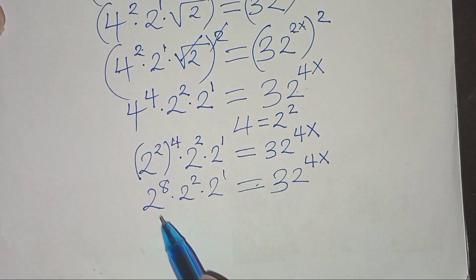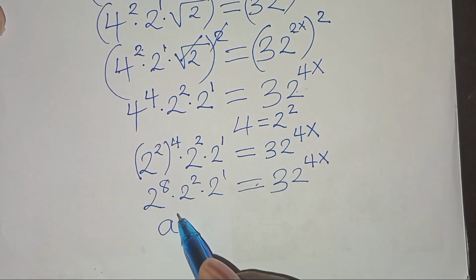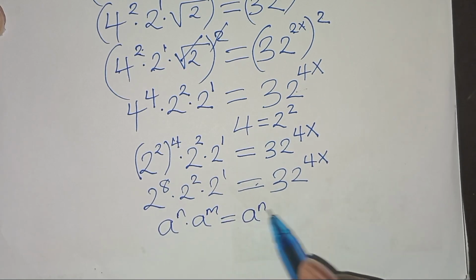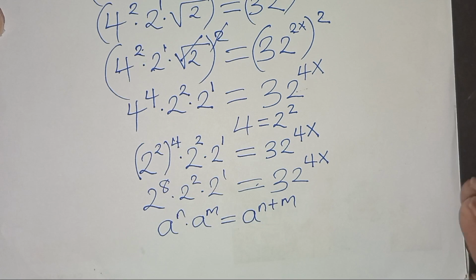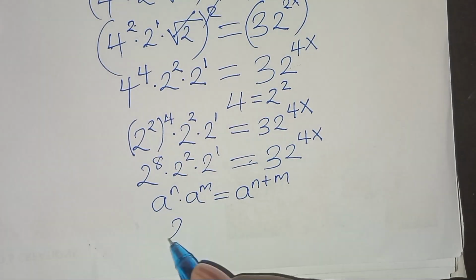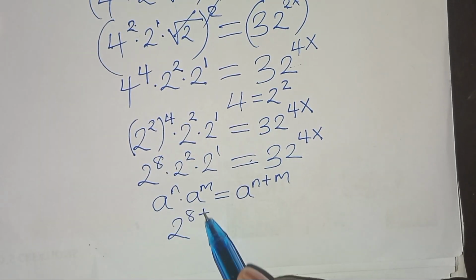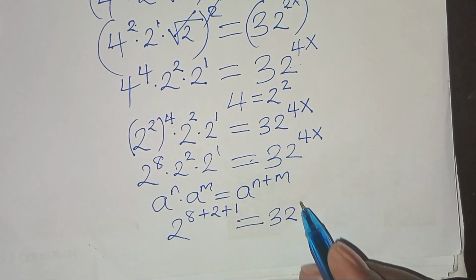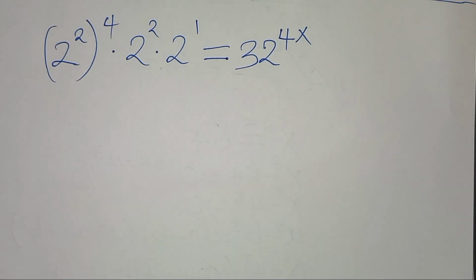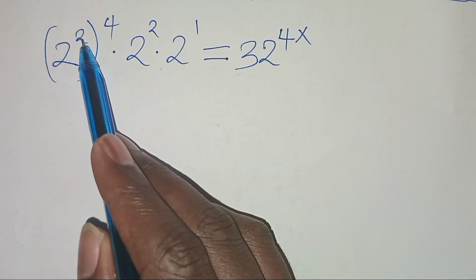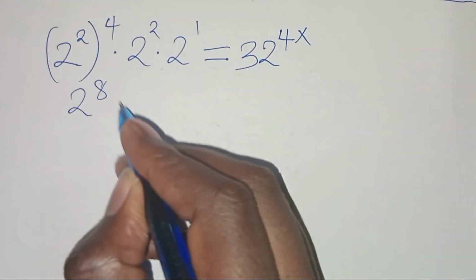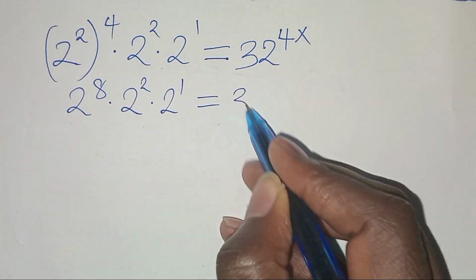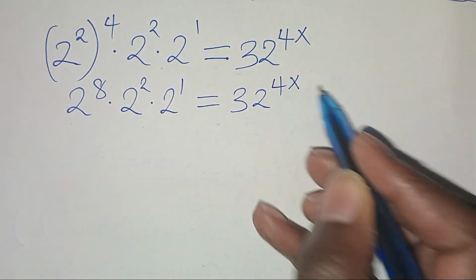So now from here, this is actually in the form of a to power n multiplying by a to power m, which we can express as a to power n plus m. So here we'll have 2 to power 8 plus 2 plus 1. This is equal to 32 raised to power 4x. Now here, let's open the bracket so that we'll have 2 times 4, which is 2 to power 8, multiplying by 2 to power 2, multiplying by 2 to power 1. This is equal to 32 raised to power 4x.